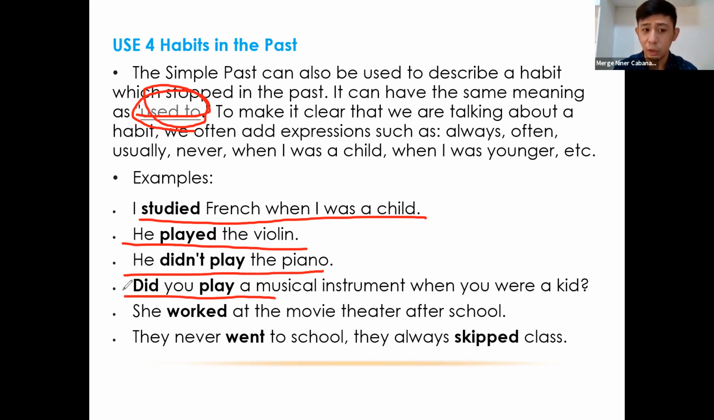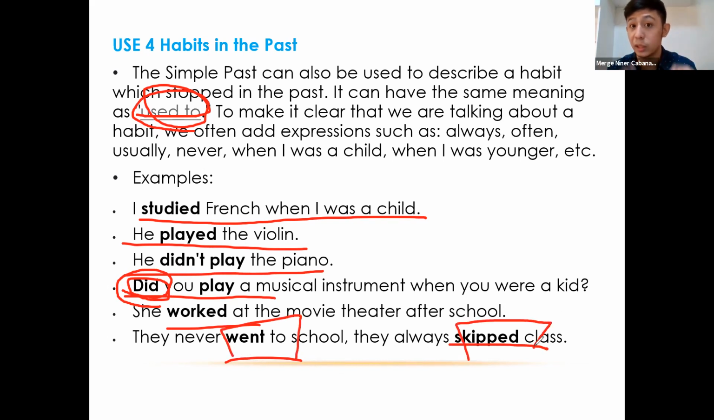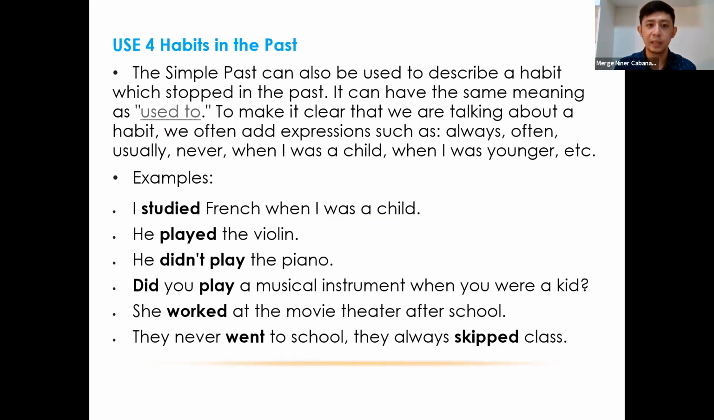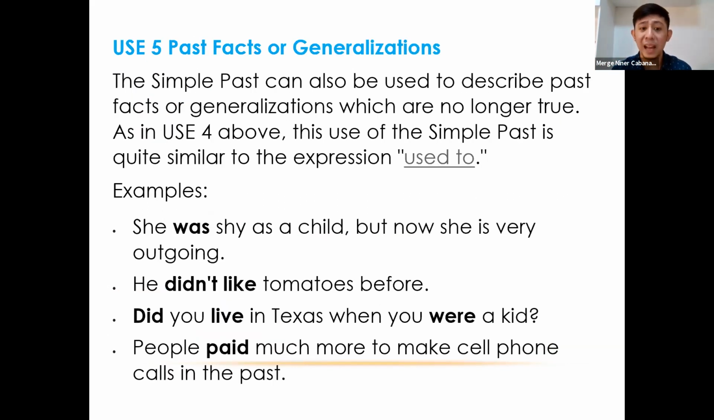So why play? Why is it in the present form? Take a look at this. Did carries the load of the past tense. She worked. They never went to school. They always skipped classes. Are they still skipping classes? Probably not, because went and skipped are already in the past form. It's already over. It started in the past. It's done in the past. One and done. Okay? Remember that. Habits in the past. Past facts or generalizations. Simple past can also be used to describe past facts. All right?